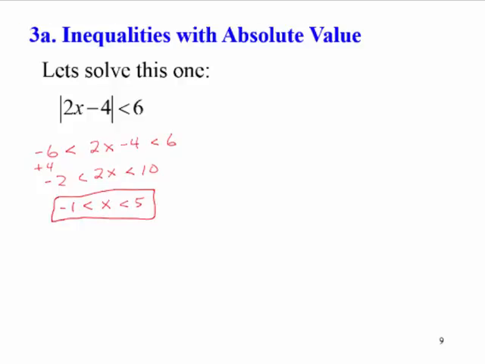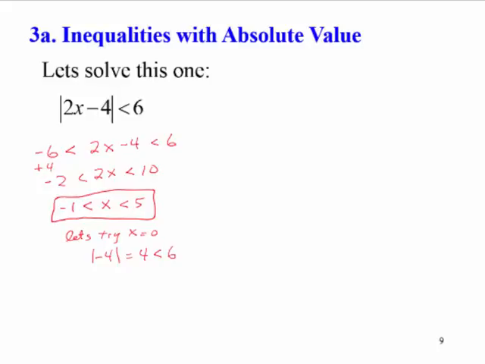Okay, so all those points work. And let's try 0, for example. 0 is in this set. Let's try x is equal to 0. Plugging that in. 2 times 0 is 0, so we have an absolute value of minus 4, which is just equal to 4, and that is less than 6.